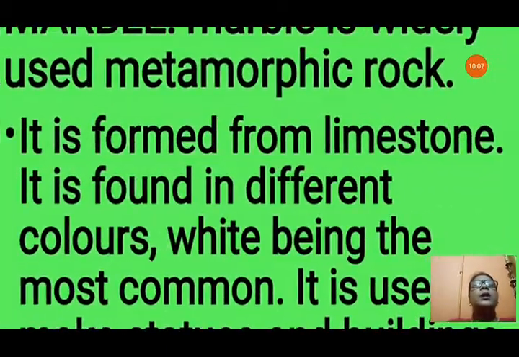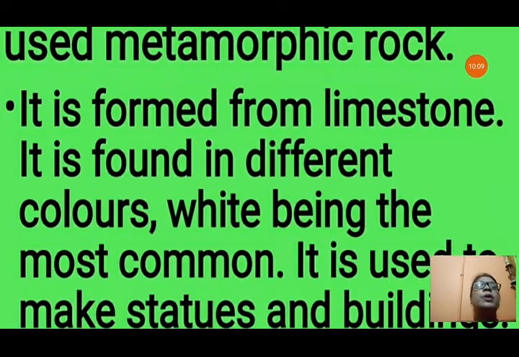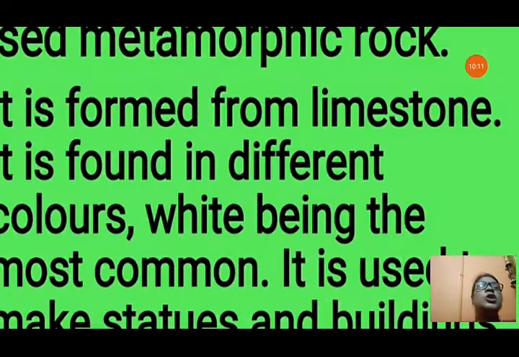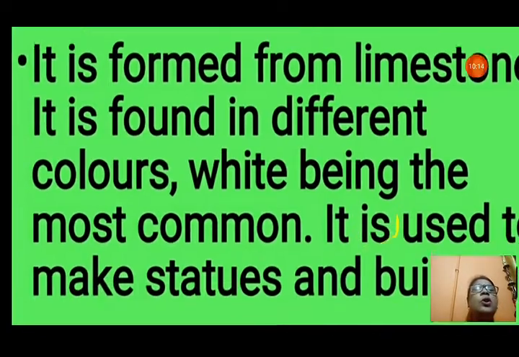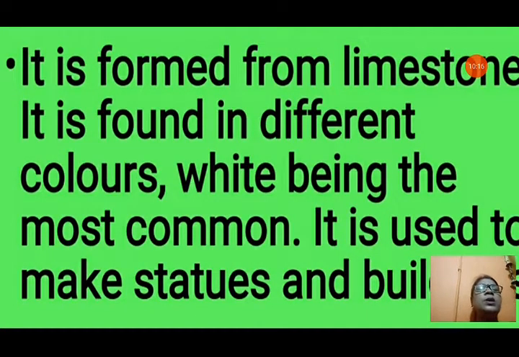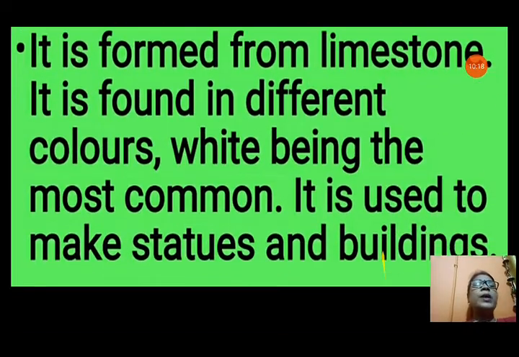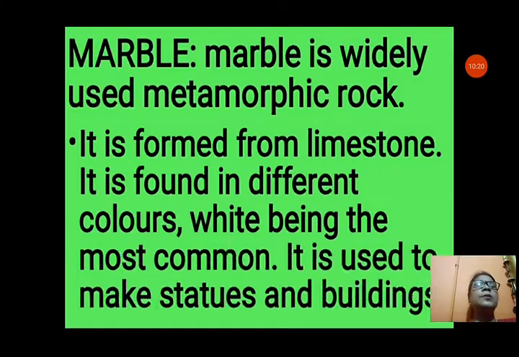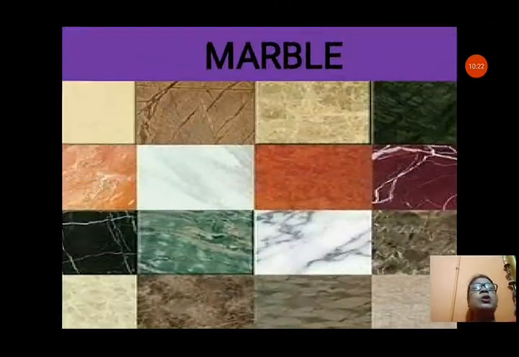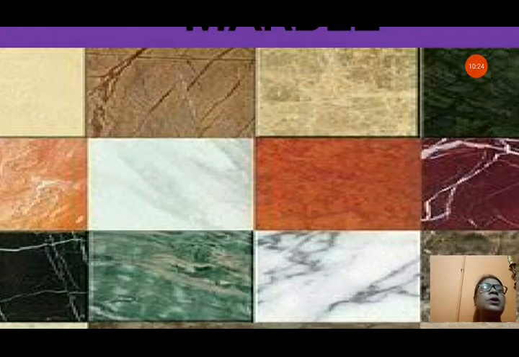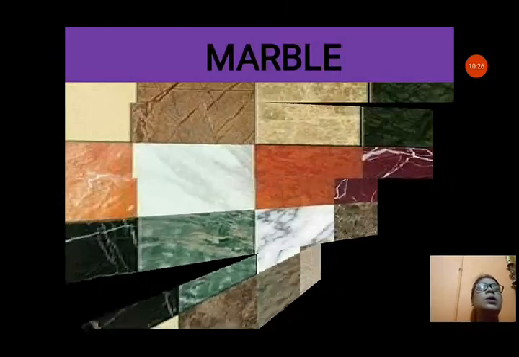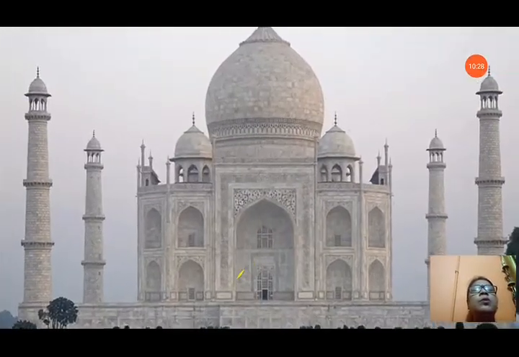Marble. Marble is a widely used metamorphic rock. It is formed from limestone. It is the changed form of limestone, which is a sedimentary rock. It is found in different colors, white being the most common. It is used to make statues and buildings. You can see different colors of marble in this picture. Here also you can see the Taj Mahal made of white marble.